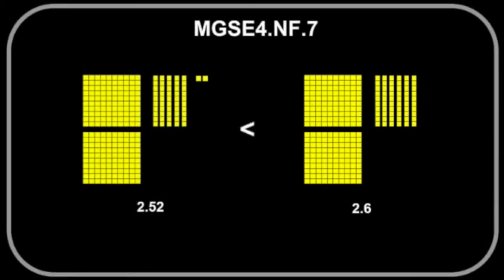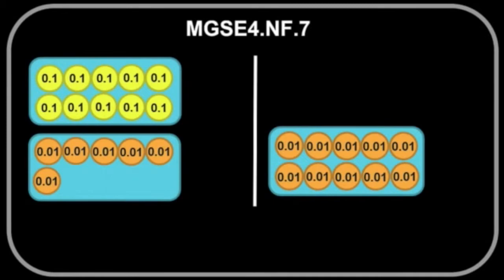Looking at the base 10 blocks, we can see that 2 and 6 tenths is 8 hundredths greater than 2 and 52 hundredths. Another concrete model that students may use to represent and compare decimal numbers is place value discs.